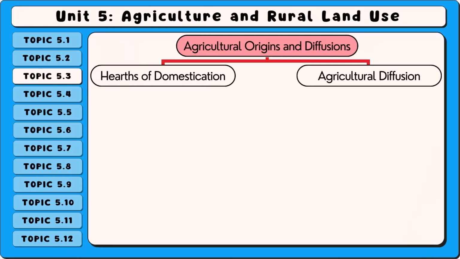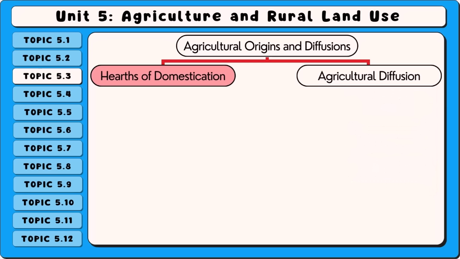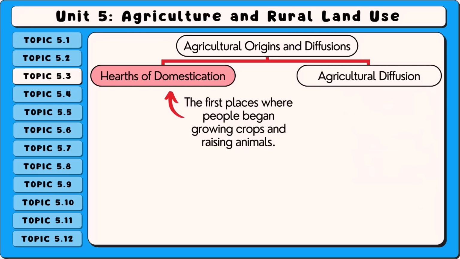In this lesson, we will study how agriculture began and how it spread across the world. First, we will look at 4 early hearths of domestication. Then we will examine 4 distinct diffusion patterns: the Columbian Exchange, the First Agricultural Revolution, the Second Agricultural Revolution, and the Third Agricultural Revolution.